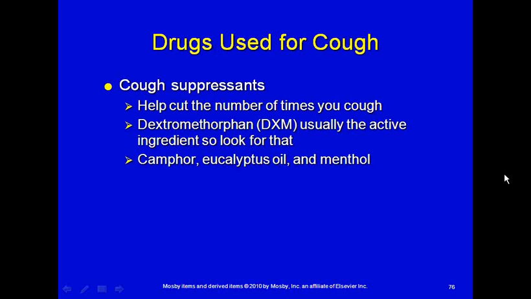Other cough suppressants include camphor, eucalyptus oil, and menthol, which are common things that you find in cough drops. You look at cough drops, and depending upon the amount that they have in there, it certainly determines the strength. The average mentholatum cough drop is going to be somewhere around 7 to 8 milligrams of menthol. But you get up to some of the more intense, stronger mentholated cough drops, containing anywhere from 10 to 15 milligrams of menthol per cough drop.